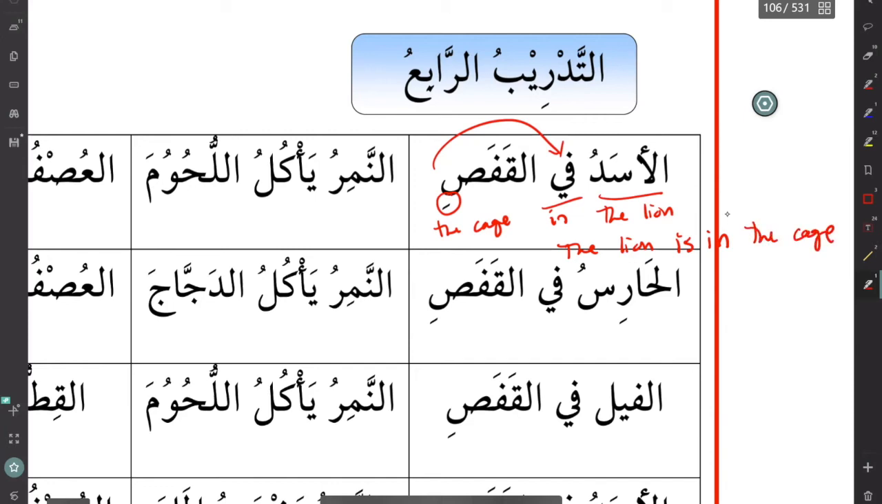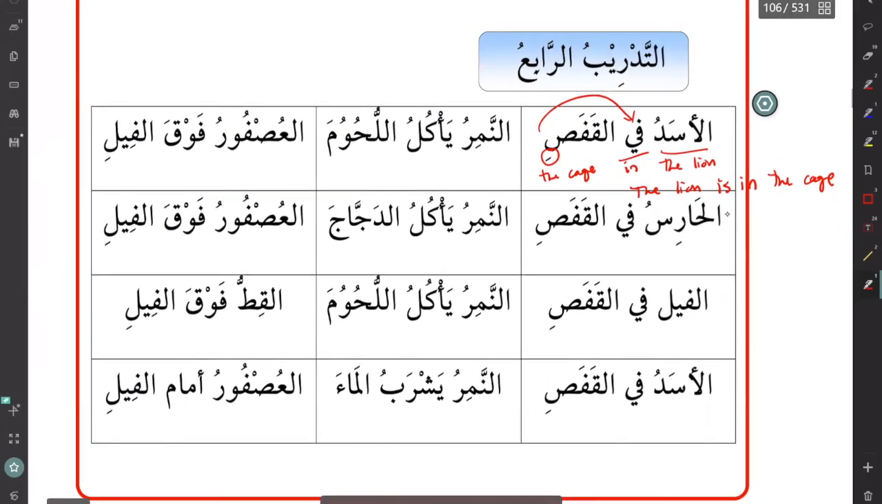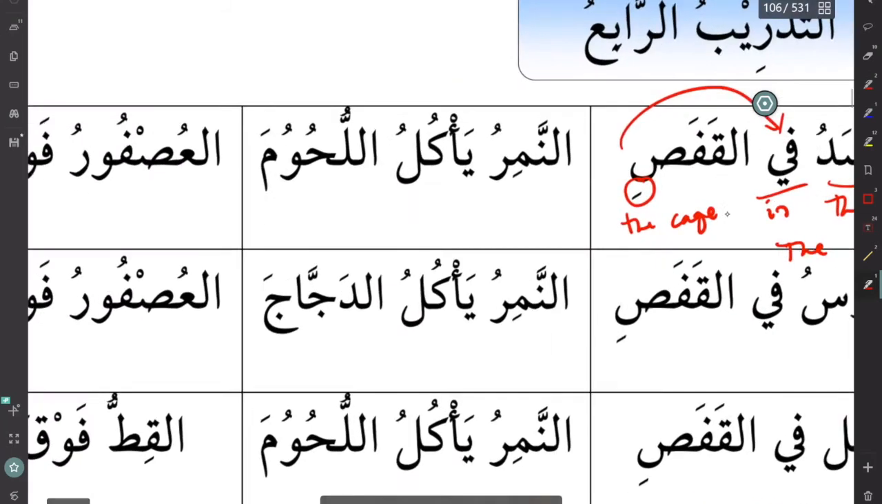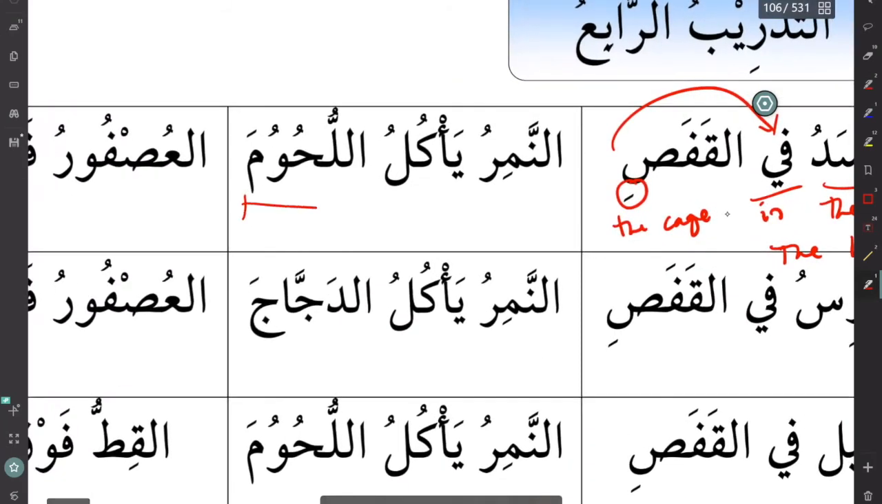Okay, simple nominative sentence. Now you can find the same sentence here, al-Asad fil qafas, and you connect. At this point, I really think you should be able to translate this simple sentence.